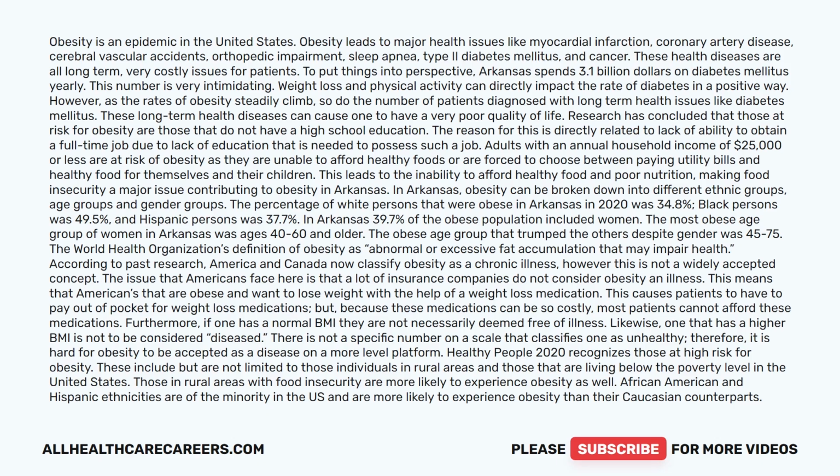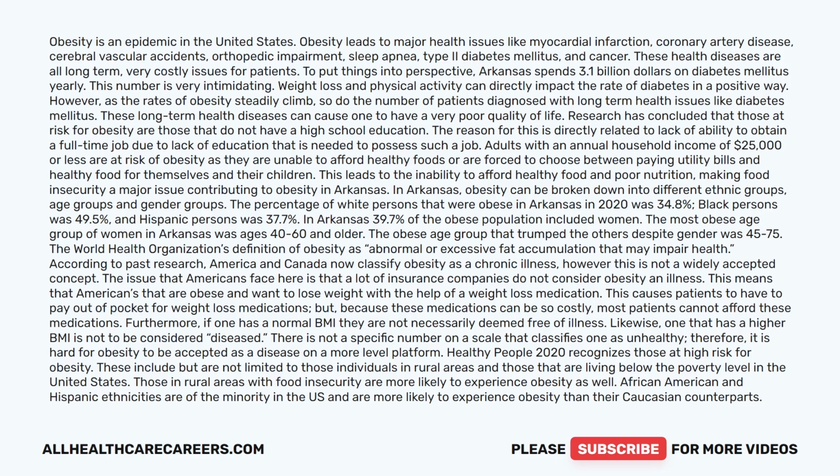The percentage of white persons that were obese in Arkansas in 2020 was 34.8%, Black persons was 49.5%, and Hispanic persons was 37.7%. In Arkansas, 39.7% of the obese population included women. The most obese age group of women in Arkansas was ages 40 to 60 and older. The obese age group that trumped the others despite gender was 45 to 75.